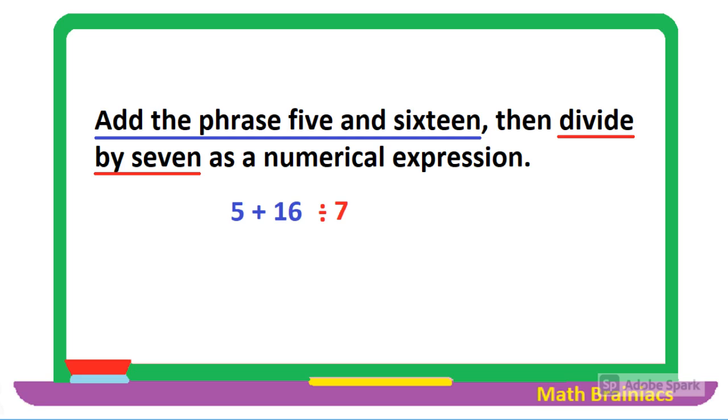I draw a red line on the second condition. Divide by 7. Accordingly, I added divide by 7 in the numerical expression. This numerical expression is already correct, but we need to add a parenthesis on the first condition. Therefore, the correct answer as a numerical expression is 5 plus 16 enclosed with a parenthesis divided by 7.